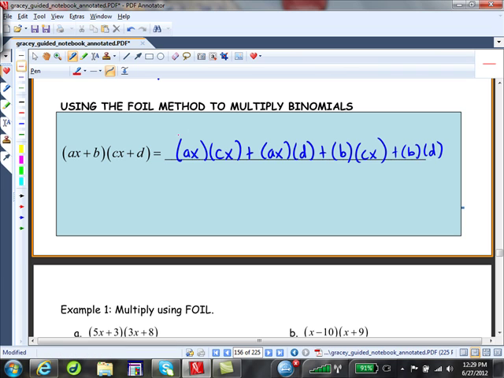So first, outside, inside, and last. Alright, so let's go ahead and get some practice using FOIL.